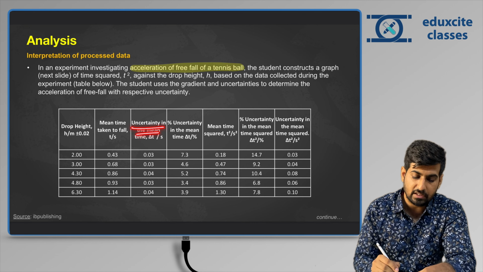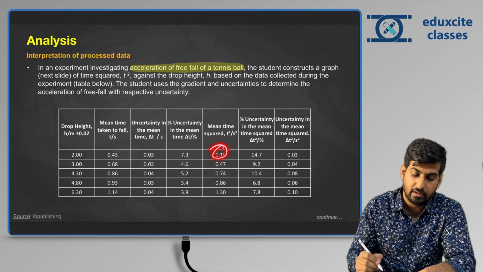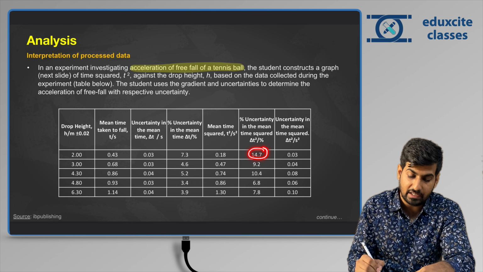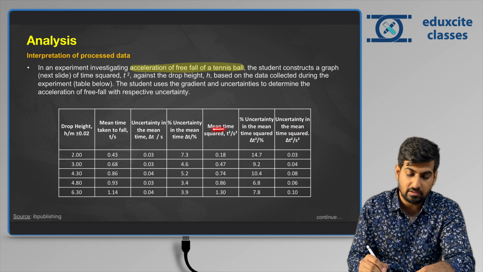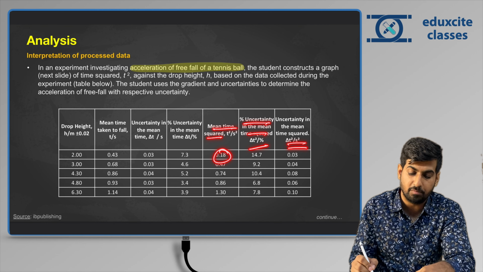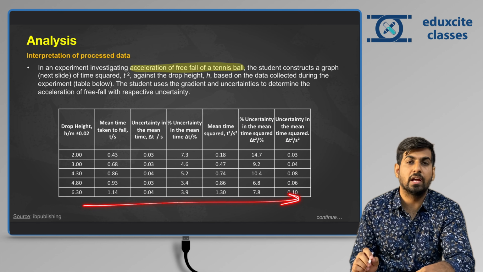So uncertainty in delta t, then uncertainty in percentage, then time squared. So uncertainty in the mean time squared, delta t in percentage, in time squared in second squared. So this is the mean time squared, and then the uncertainty in percentage and uncertainty of mean time squared in second squared. So this is how your data should look.